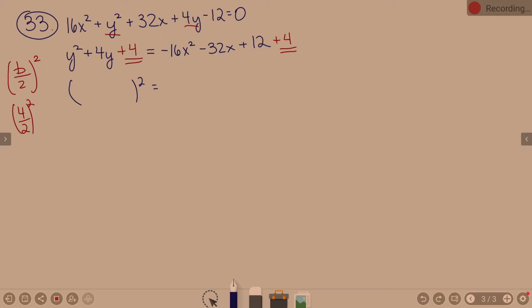You're factoring into 2 identical parentheses. You can think product and sum. Y squared breaks into y times y, or the square root of y squared is y. I like to say the square root of 4 is 2. And then my 4y in the middle has a plus, so I'm going to say y plus 2. On the right, I can clean it up: negative 16x squared minus 32x plus 16. If it's y plus 2 squared, how do I solve?